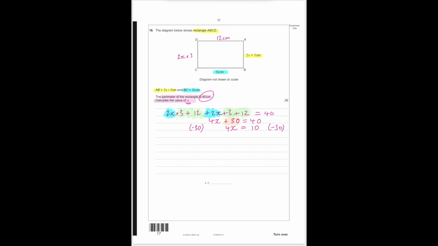4x is 4 multiplied by x. The inverse of multiplying by 4 would be to divide by 4. So x equals 10 divided by 4. However you want to do that, guys, I know that that's 2.5. And that's the answer to this question.